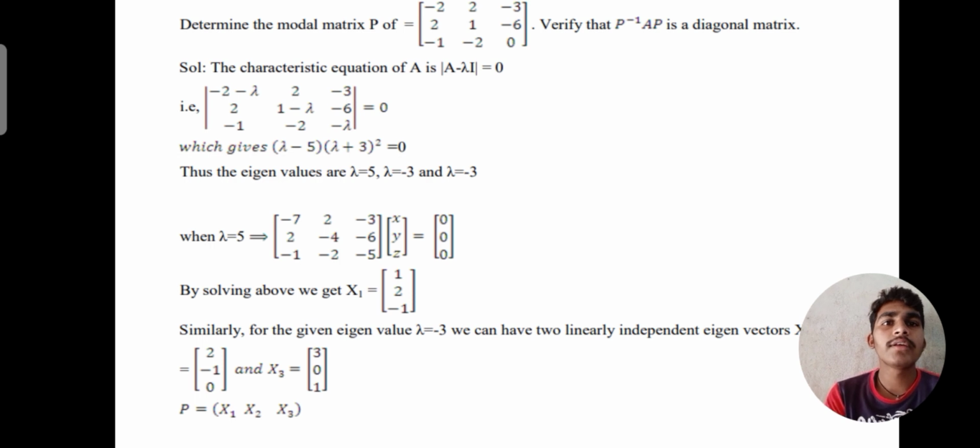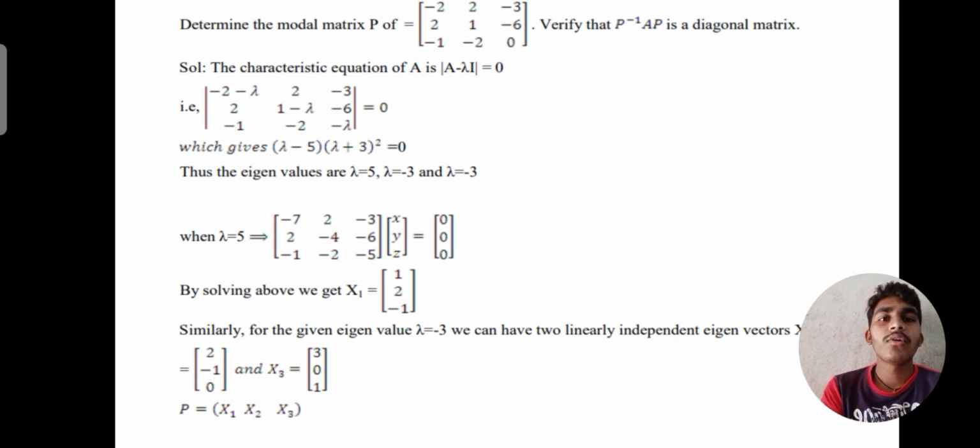If we look at an example: determine the modal matrix P of A equal to [-2, 2, -3; 2, 1, -6; -1, -2, 0]. Verify that P inverse AP is a diagonal matrix. So we need to calculate the characteristic equation of A, which is mod of A minus lambda I equal to 0. Then we get the equation (lambda minus 5) into (lambda plus 3) whole squared equal to 0. Then we get the eigenvalues lambda equal to 5, lambda equal to minus 3 and lambda equal to minus 3.